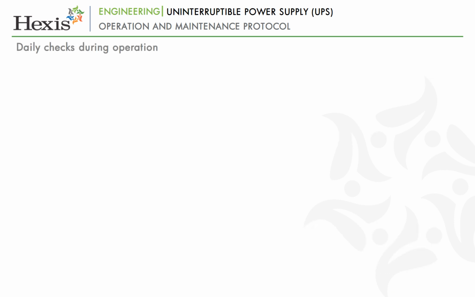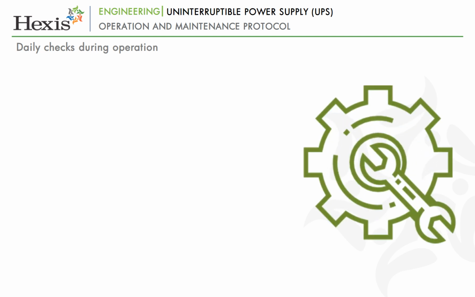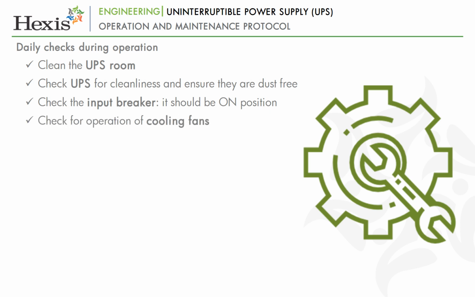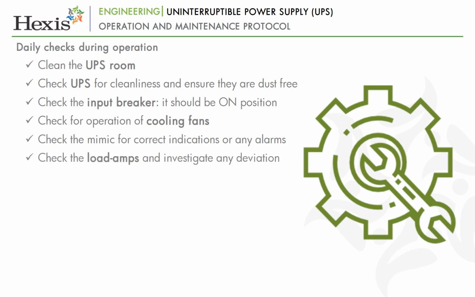Now let us have an overview on what are the daily checks that should be performed during operations. These include clean the UPS room, check the UPS for cleanliness and verify to ensure they are dust-free. Ensure that the input breaker is in on position. Check for operation of cooling fans. Check the mimic display board for correct indications or any alarms. Check the load AMPS and investigate any deviation.